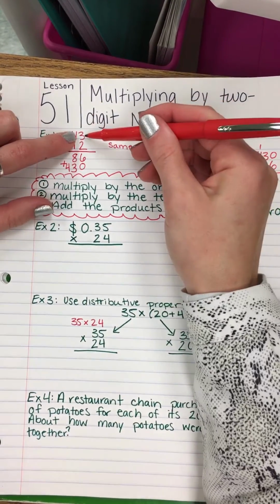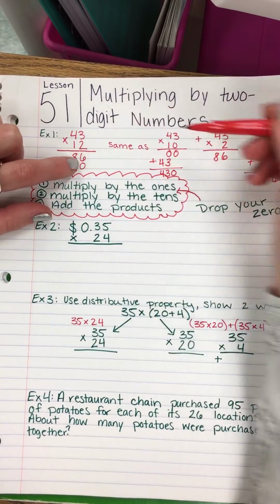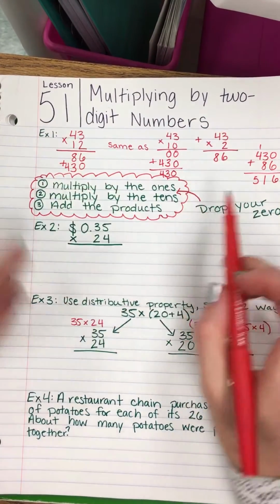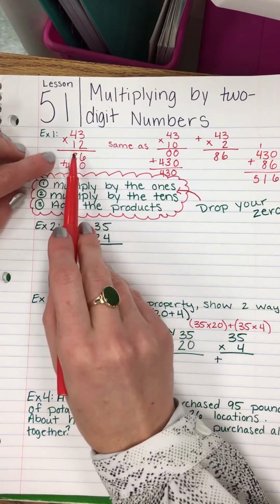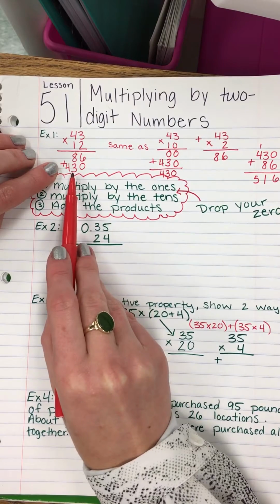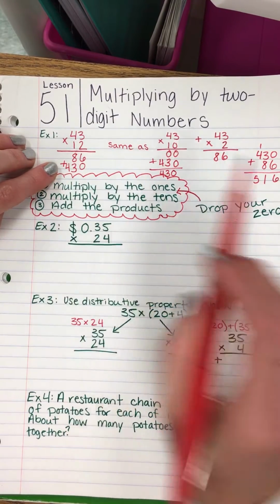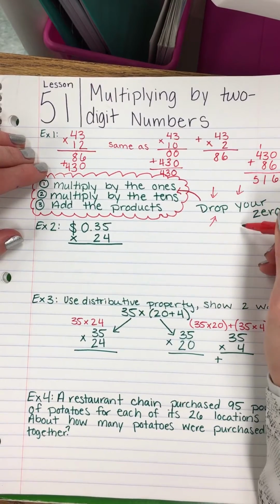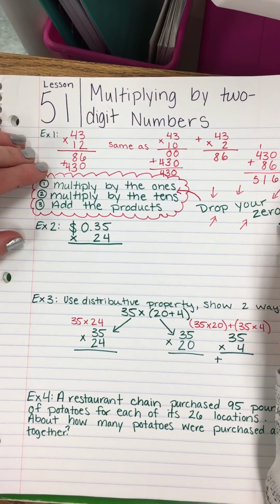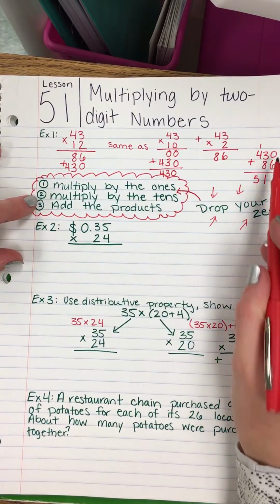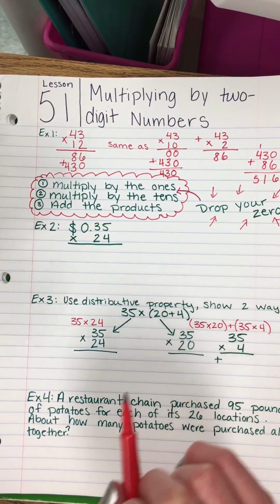So the first step is multiply by the ones. Then you have to drop your 0. See how I dropped this 0? You have to save your spot because you are multiplying by the ones and then you are multiplying by the tens. So that means the first space that multiplying by the tens can go is the tens place. So drop your 0. Very important. Then you multiply by the tens, then you add the products up.